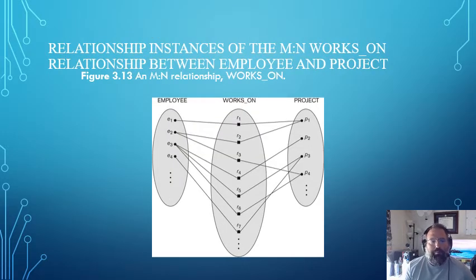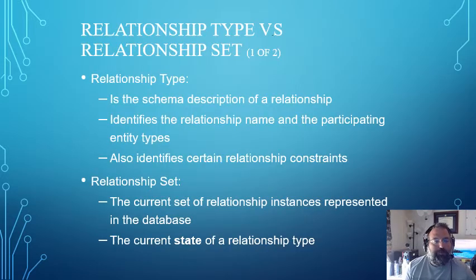Figure 13.13 is a many-to-many relationship, an M-to-N relationship for works on. An employee works on many projects. Projects have many employees working on them, so it's basically a many-to-many relationship. Relationship type versus relationship set.